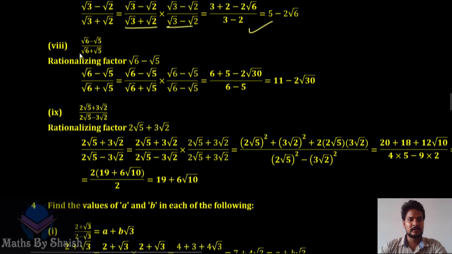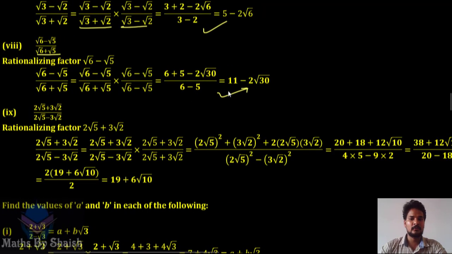And for the next part, root 6 plus root 5, it is plus, so the rationalizing factor is root 6 minus root 5. We multiply, and we will get our answer easily. And now for this ninth part, the rationalizing factor is of course 2 root 5 plus 3 root 2, because it's a minus here, and we have multiplied, and again we got the same thing.